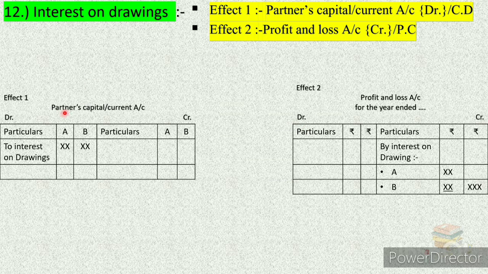First effect in the partner's capital or current account, that is, interest on drawings written below the particular partner's name. Second effect in the profit and loss account for the year ended, by interest on drawings, writing the names of the two partners, A and B, adding their interest and writing the total in the outer column.